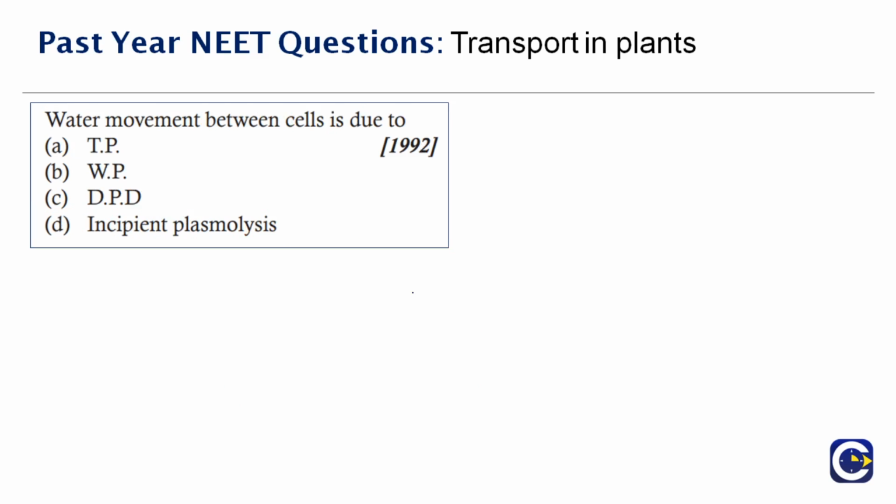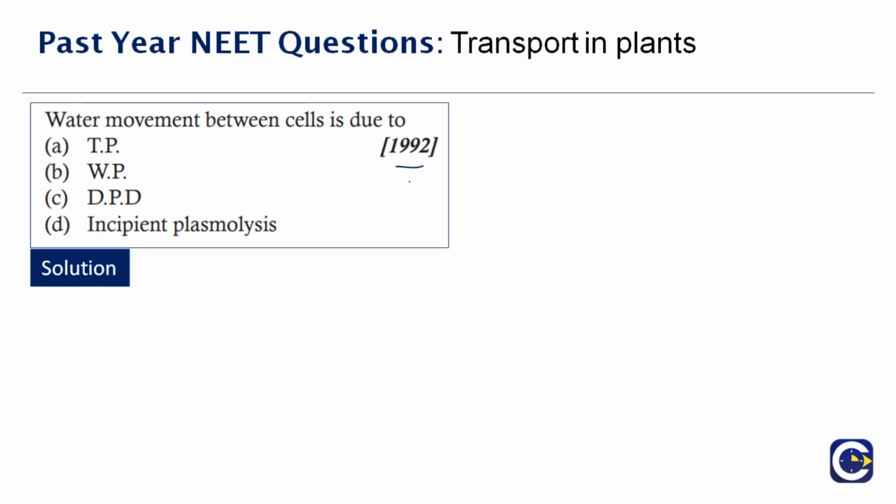Now let's move on to the next question here. This question was asked in the year 1992. What is the question here? Water movement between the cells is due to dash. I think by now you have guessed the answer. Yes, the answer is DPD. What does DPD stand for? Diffusion pressure deficit or pressure deficit. You can call it anyway.